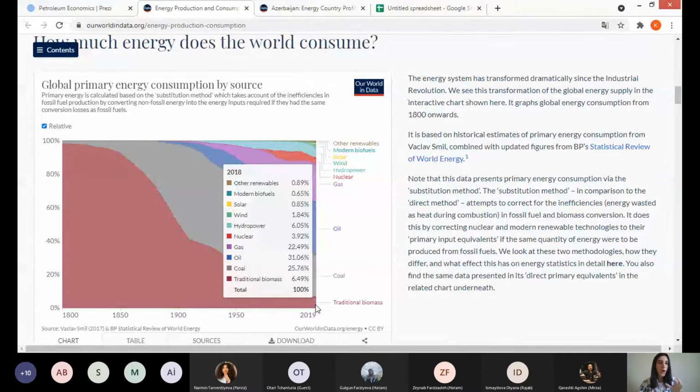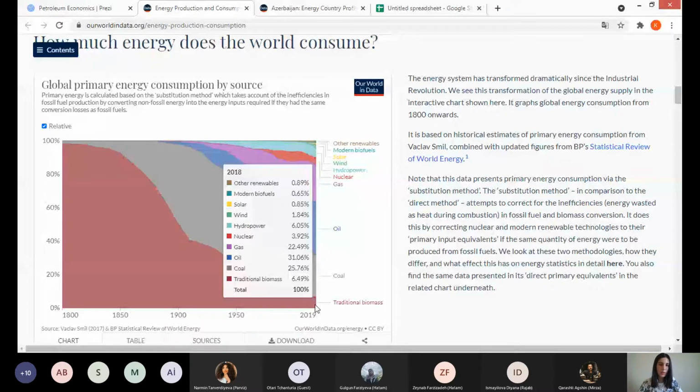So here you can see oil, gas, which we can call petroleum or just fossil fuel. They're really important because they take a big portion of energy consumption. So that's why we need to know about petroleum. We need to know about petroleum economics. So let's take a look at other charts.